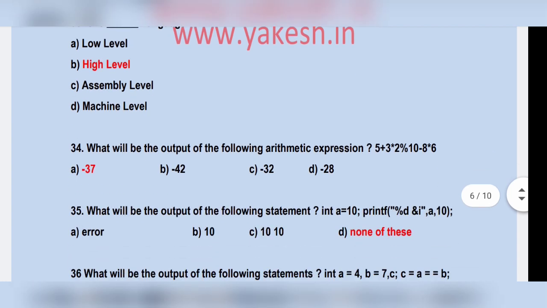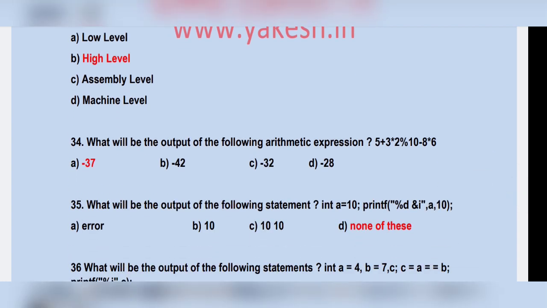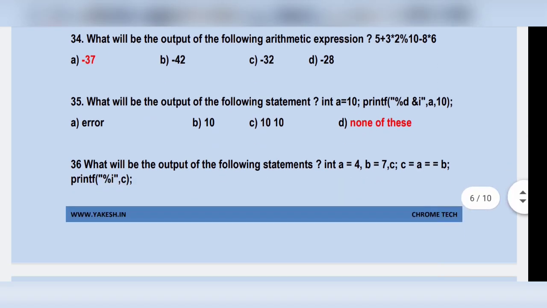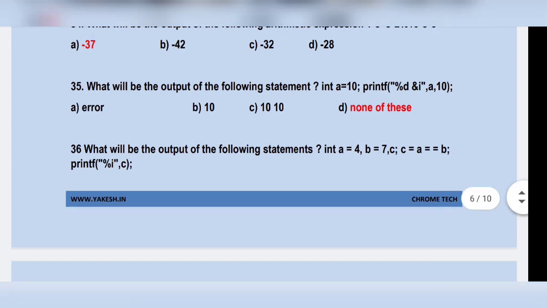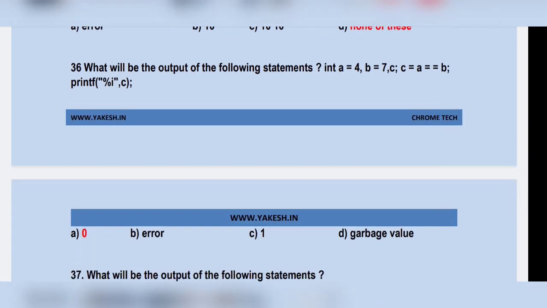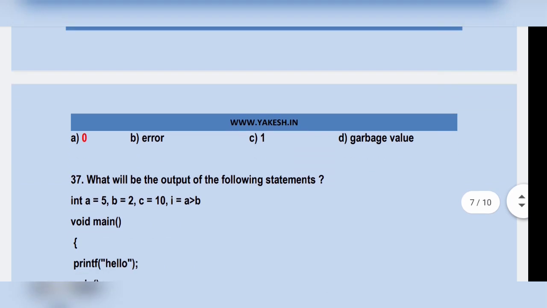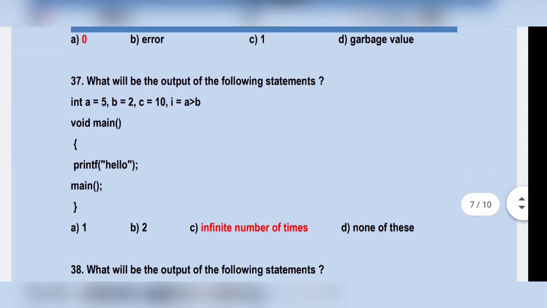What will be the output of the following arithmetic expression? Option A. What will be the output of the following statement? None of the above. Int a equal to 4, b equal to 7, c equal to a equal to b. Option A, 0 is the answer. What will be the output of the following statement? Option C, infinite number of times.